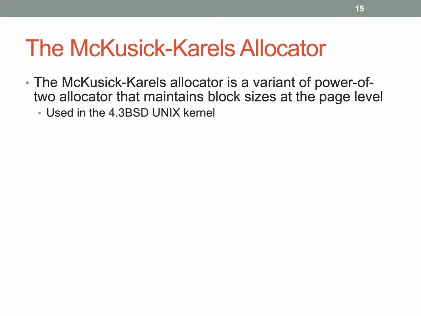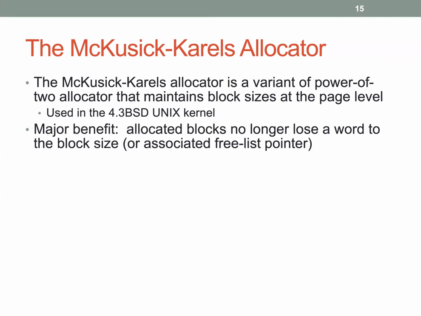But the McKusick-Karels allocator is a power of two allocator that uses entire virtual memory pages to have blocks of certain sizes. The blocks are powers of two, the pages are powers of two, it packs great, and you have a limited number of virtual memory pages, so it's easy to maintain that information at a page level as opposed to at a block level. So you no longer lose this word to the block size in the allocated block. That means that programs or code that's using allocated blocks gets to use the full power of two block size that they request.